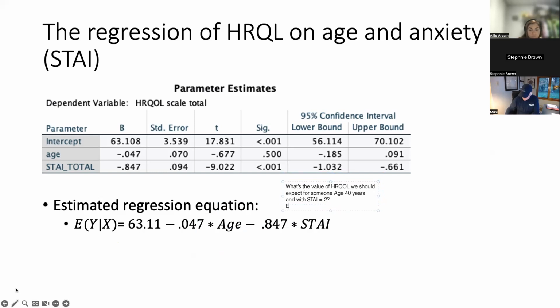Again, we would get the expected value of y when age equals 40 and STAI is 2 by taking our intercept, subtracting 0.047 times the person's age, which is 40 years, minus 0.847 times the score on STAI, which I have said is 2. Right? And then you just do that math out. Let's see what we get.